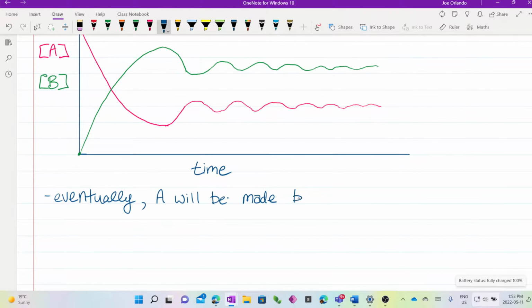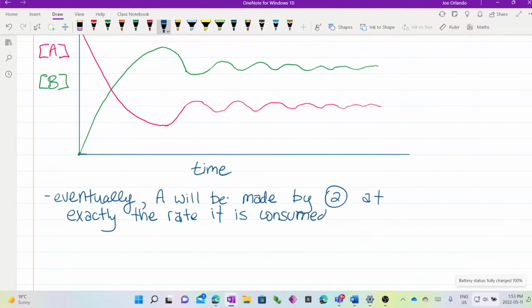I think that's when B is made by reaction 2 at exactly the rate it is consumed by reaction 1. And when that happens, the reaction appears to be constant.